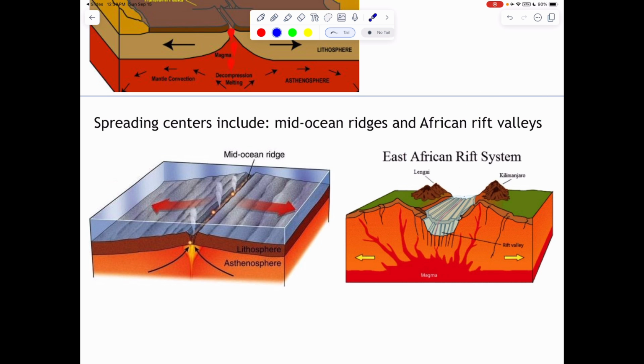So here's an example. In my ocean, again, we're moving this direction, this one's moving that direction. They're pulling apart, and so the mantle is going to come up and fill in this area here. And what you see is a mid-ocean ridge that's forming in that spot.